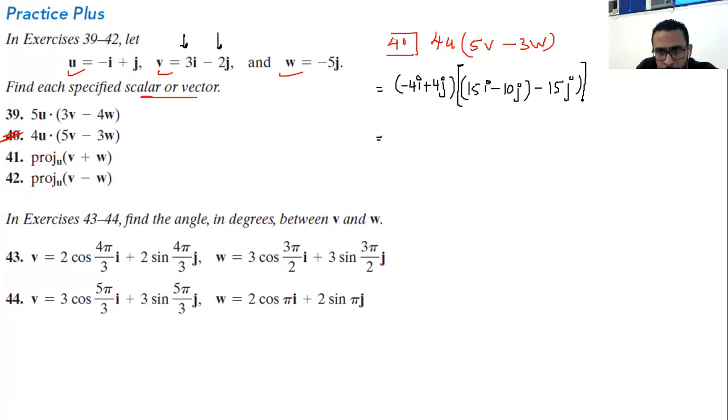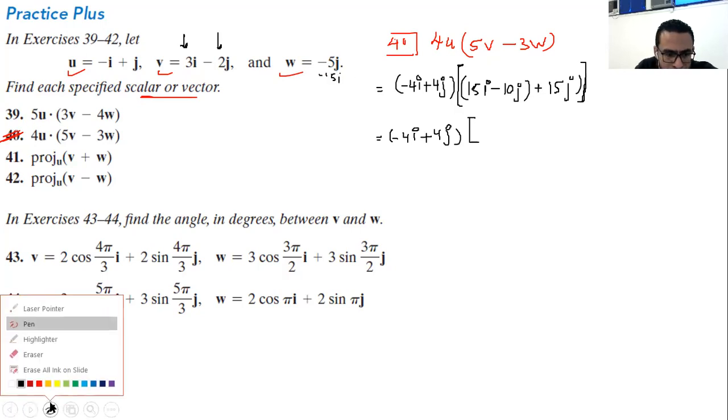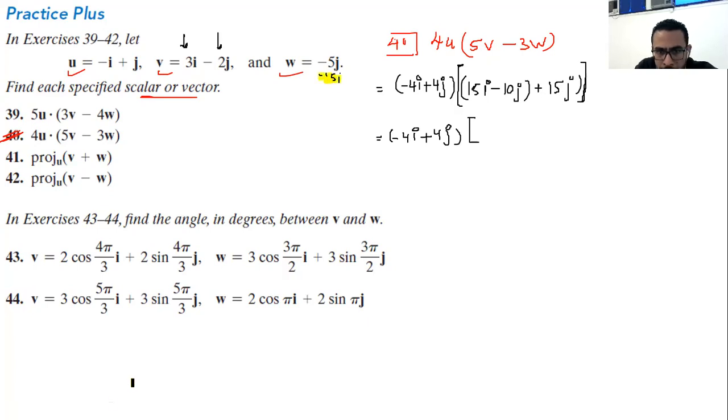Negative 4 times. So we will multiply it, right? We have negative 4i plus 4j outside the brackets. Inside the brackets, we have 15i minus 10j minus 15j. So it's positive 15j, right? Since you have negative 15j and then take it with the negative, so it's positive 15j. Agree? Yes, it's negative 15j.